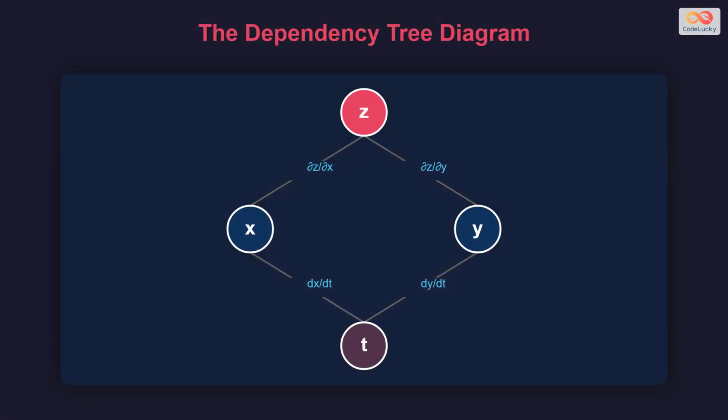The best way to visualize this is with a tree diagram. Z is at the top. It branches down to x and y. Then both x and y branch down to t. Notice the lines connecting them. The top lines represent partial derivatives because z depends on two things. The bottom lines represent regular derivatives because x and y depend only on one thing, t.